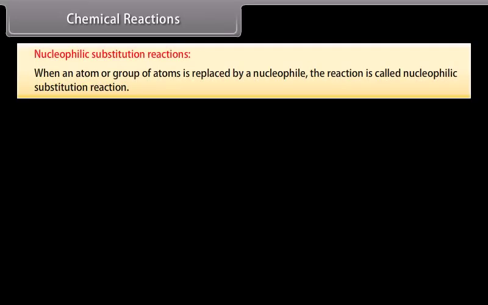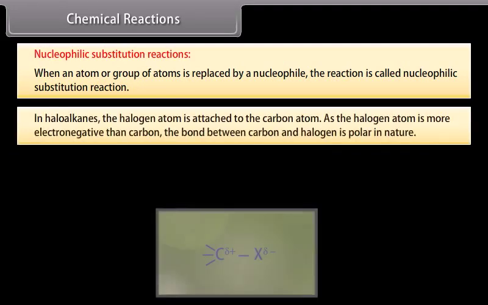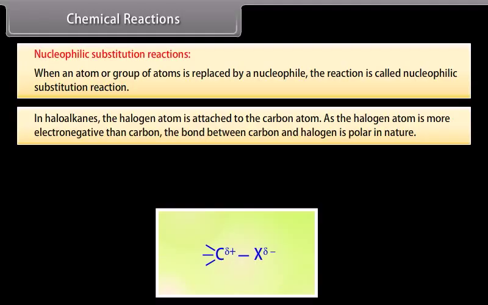When an atom or group of atoms is replaced by a nucleophile, the reaction is called nucleophilic substitution reaction. In haloalkanes, the halogen atom is attached to the carbon atom. As the halogen atom is more electronegative than carbon, the bond between carbon and halogen is polar in nature.